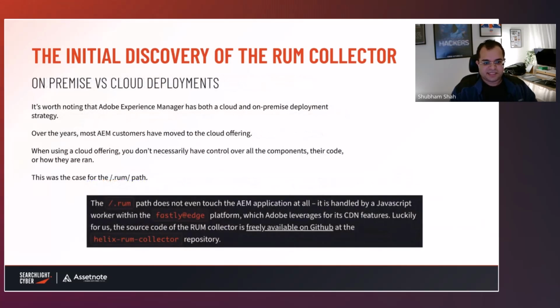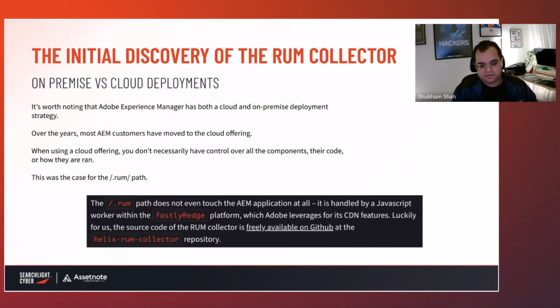As I said, there's 2 types of deployments, on-premise versus cloud. Over the last few years, most customers have moved to the cloud offering. The interesting thing about the cloud offering is that you don't actually know what's running on that cloud version of AEM. Not everything is under your control. And this is really the case for the .rum path.